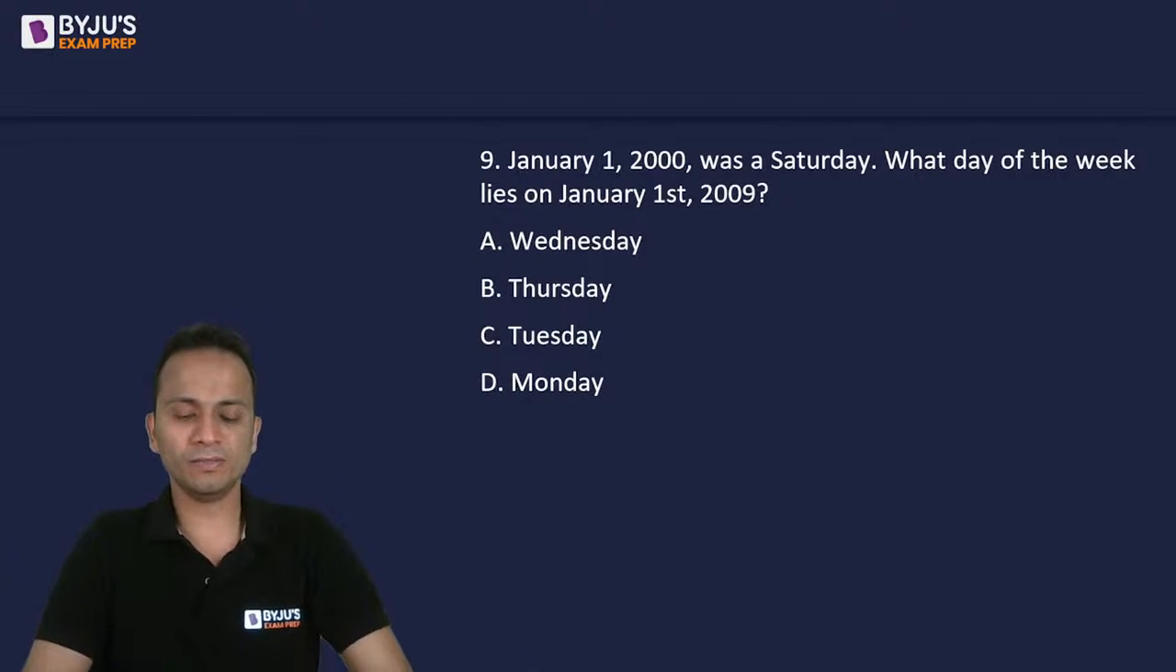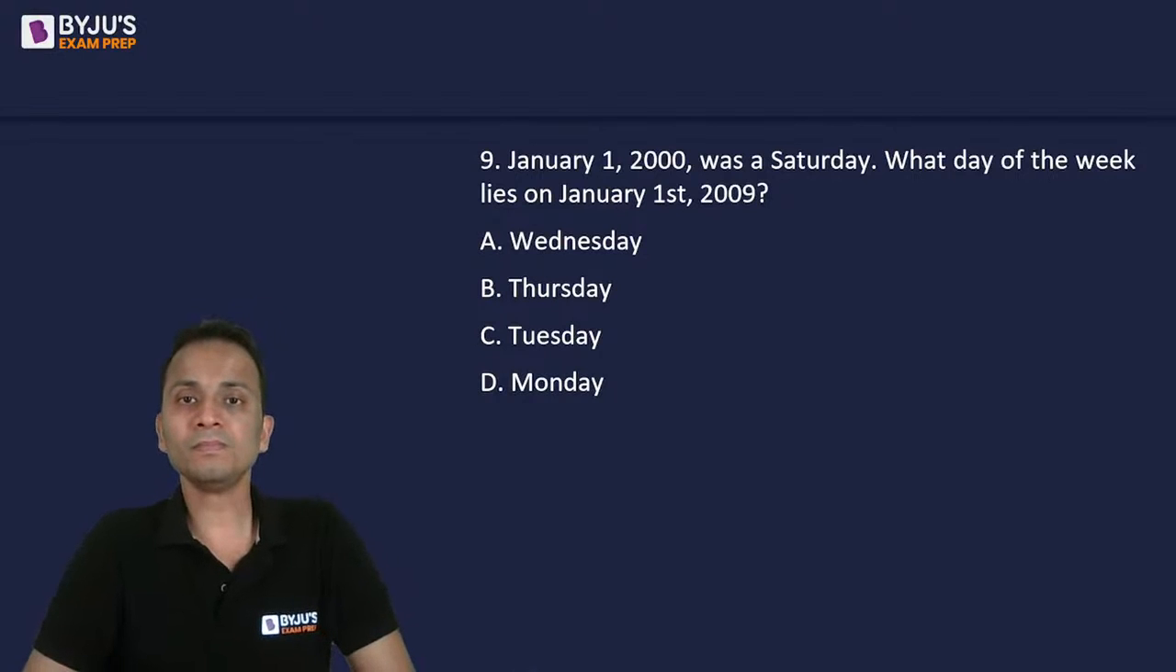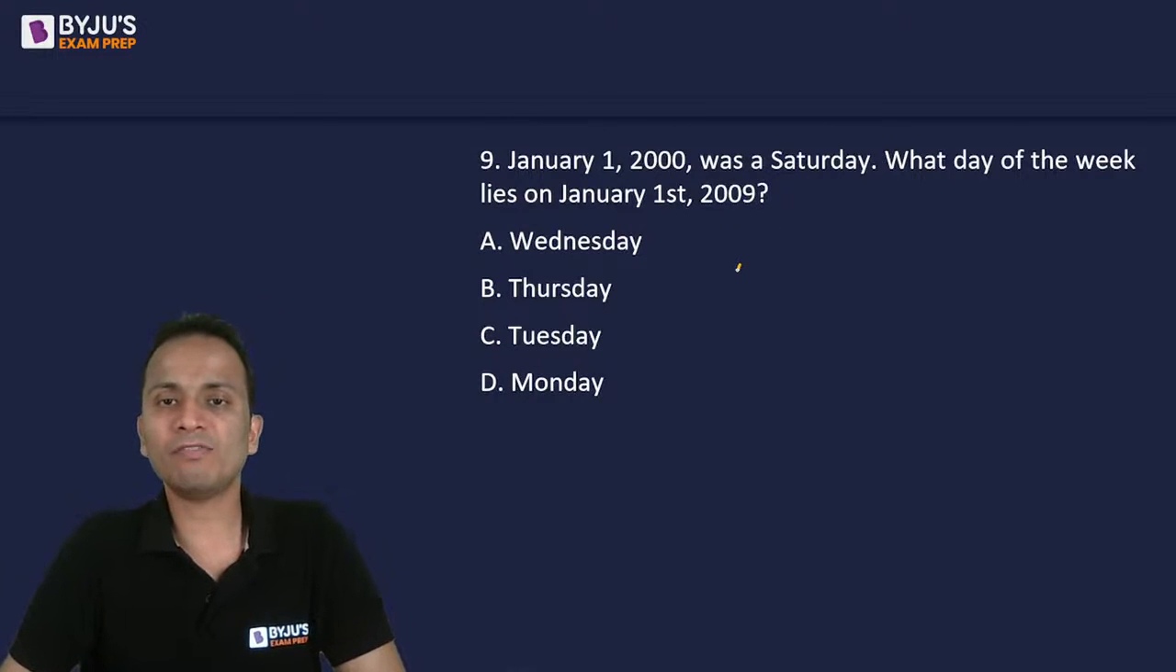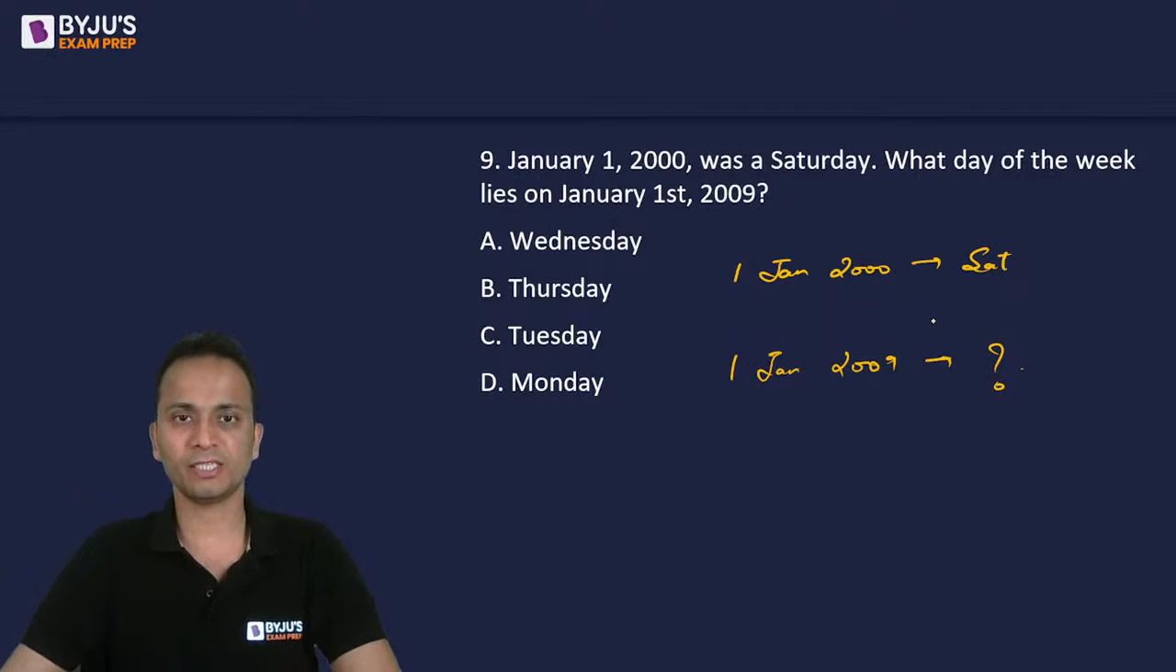Any answer for this one? Now we have 1st of January 2000 given as Saturday. A tricky question this one is. 1st January 2009 is what we have to calculate. What will be the day on this date?